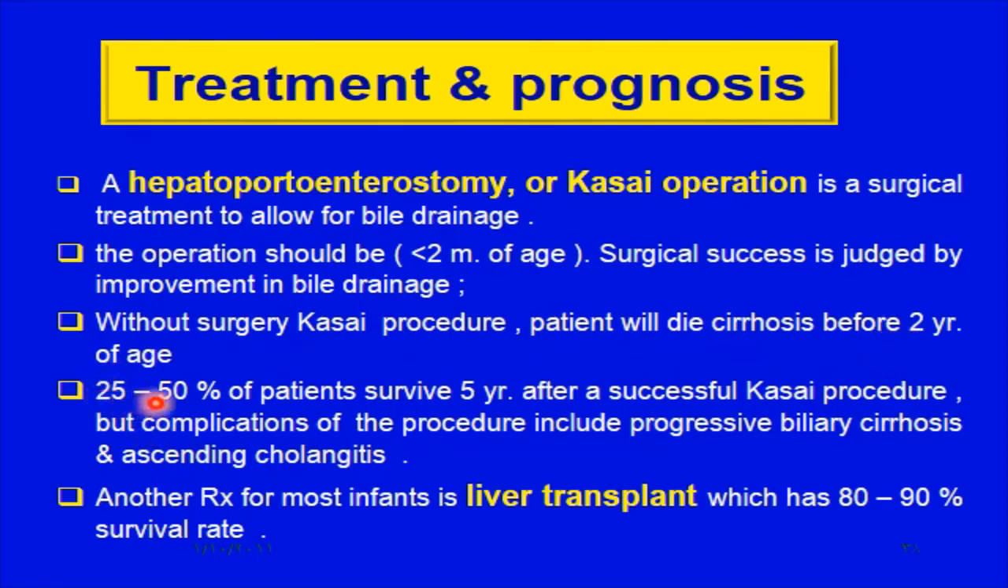25 to 50% of patients survive 5 years after a successful Kasai procedure, but complications of the procedure may occur sometimes, including progressive biliary cirrhosis and ascending cholangitis. Another treatment for most infants is liver transplant, which has 80 to 90% survival.